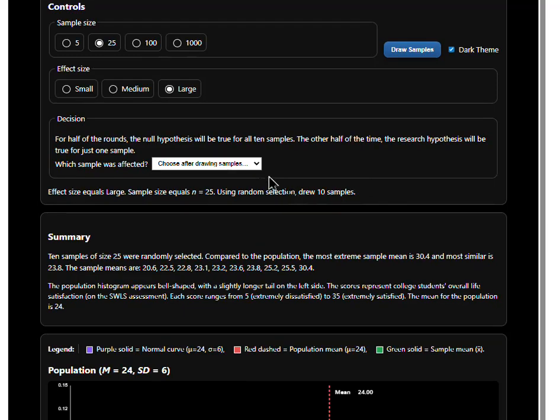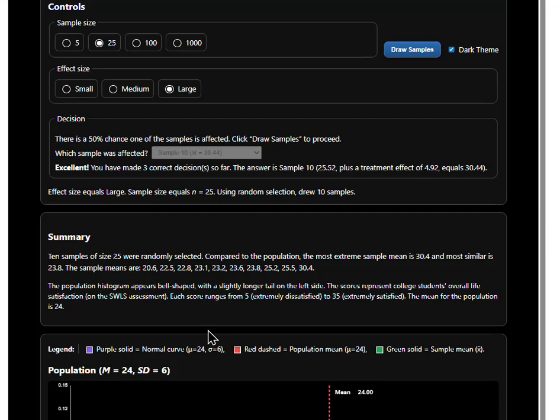So go up here, choose 10. And this is excellent. You have made 3 correct decisions so far. And keep in mind, when we're doing this research as real researchers out there, any one of these studies could be like 6 months to a year. So it takes a long time to get to this point, right?